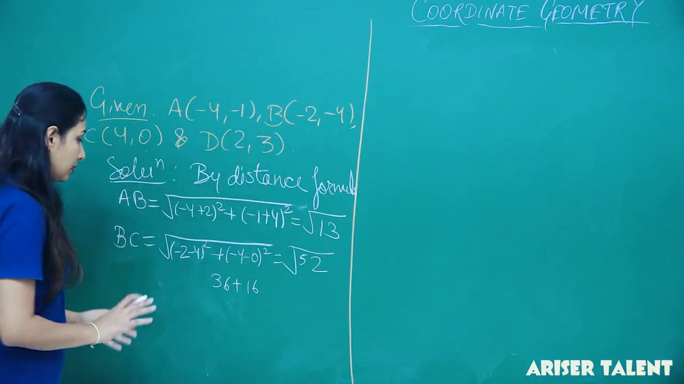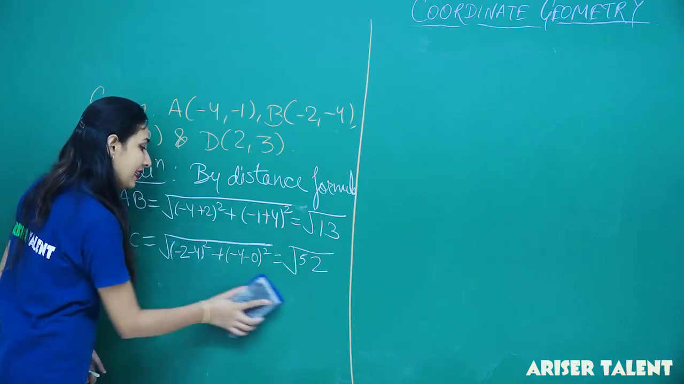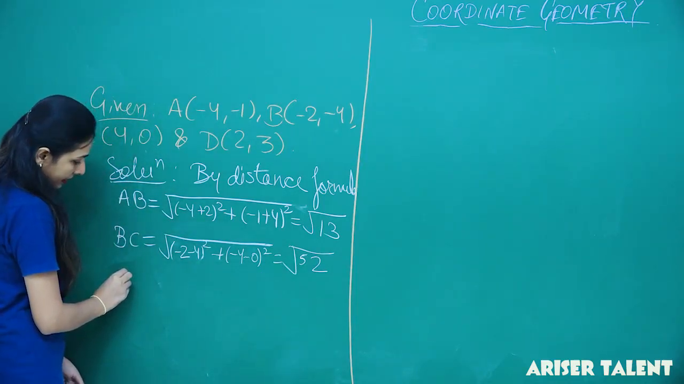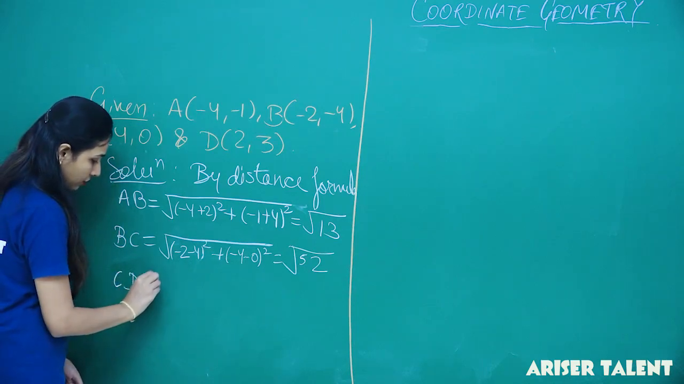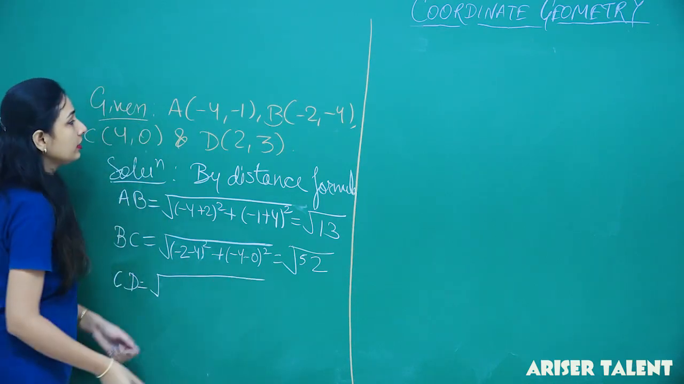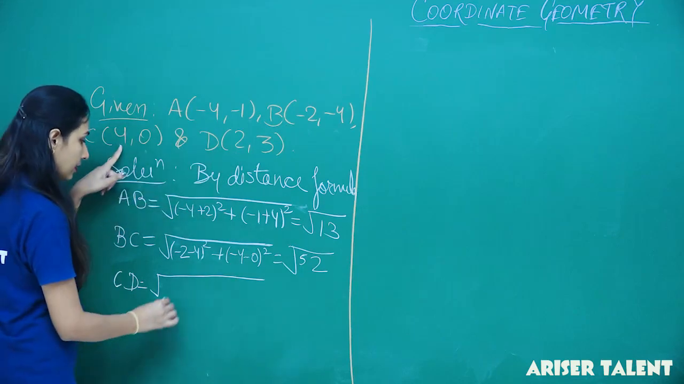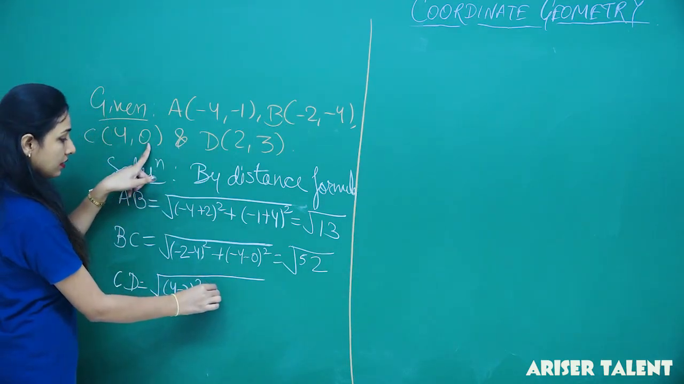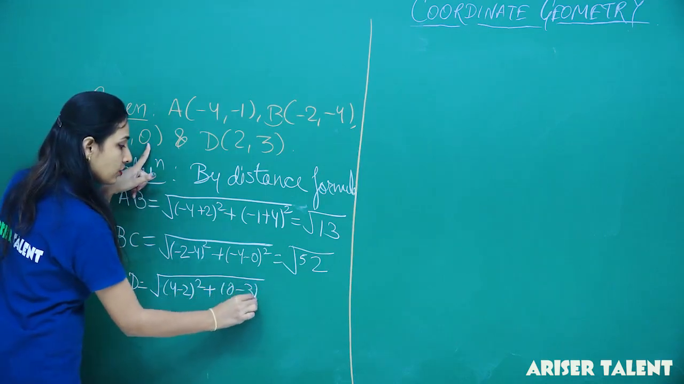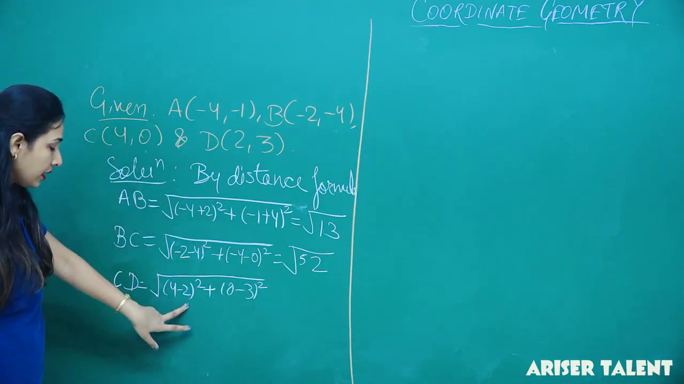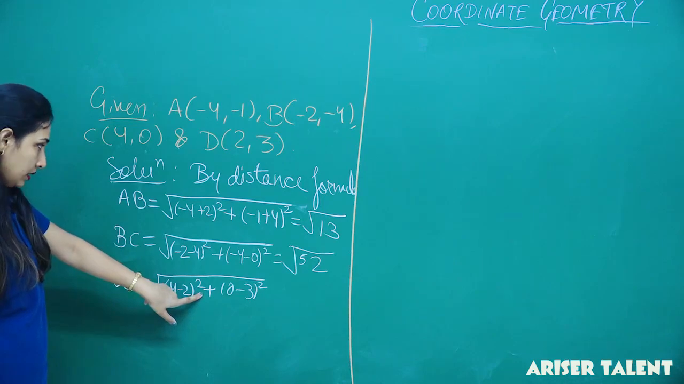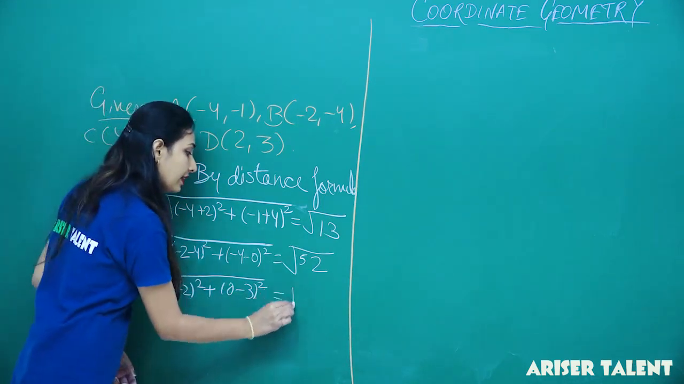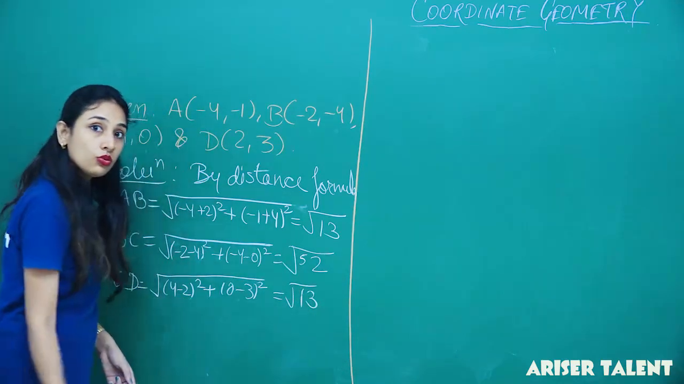Okay, this is right. Now we can have 2 pairs, right? So let's talk about C and D. C is here and D is here. So (4 - 2) square plus (0 - 3) square. This is 2 square, and this is 3 square. So we have calculated it, it is root of 13.